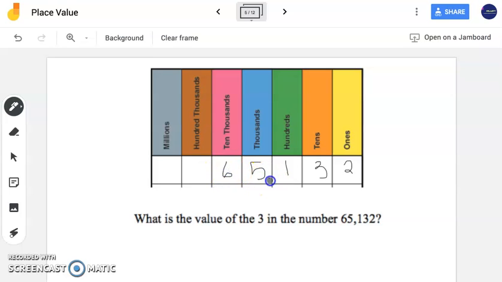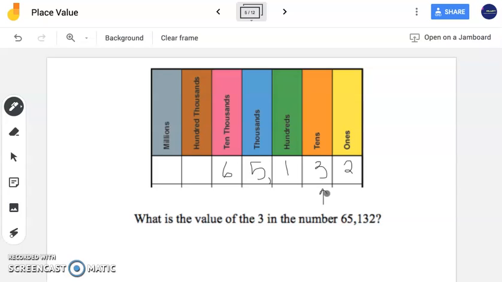So I have 65,132. And I identify my 3, which happens to be in my tens place. So the value would be 30. And I get 30 because I know I'm in my tens place. So I'm going to count by 10. 10, 20, 30. But I stop at 30 because the digit is a 3.